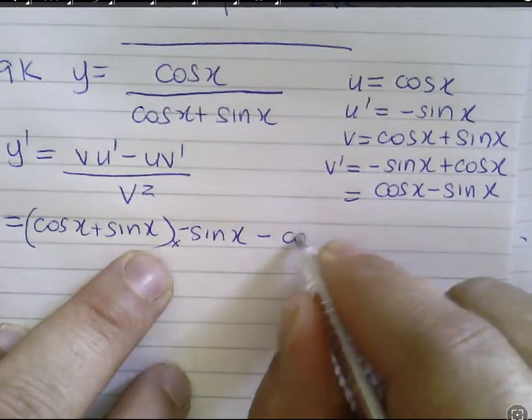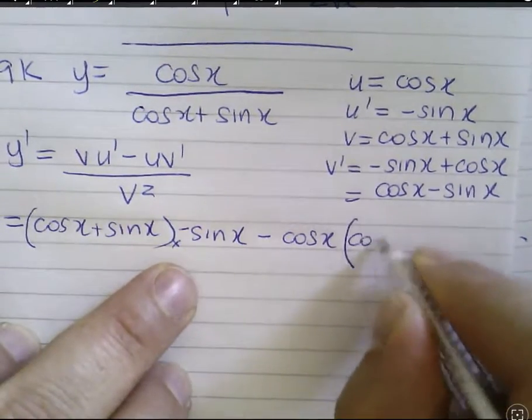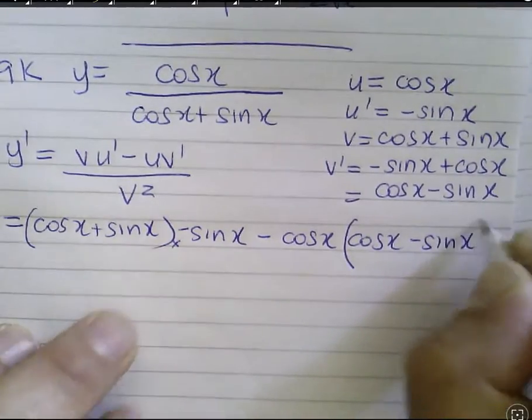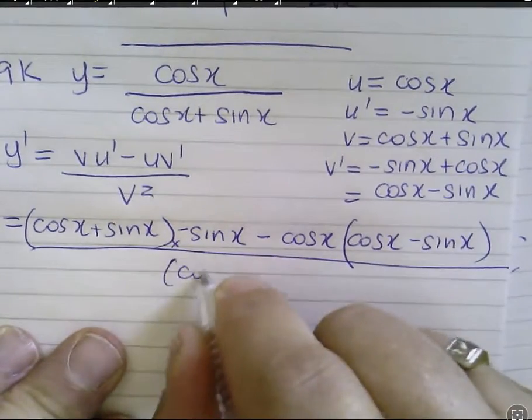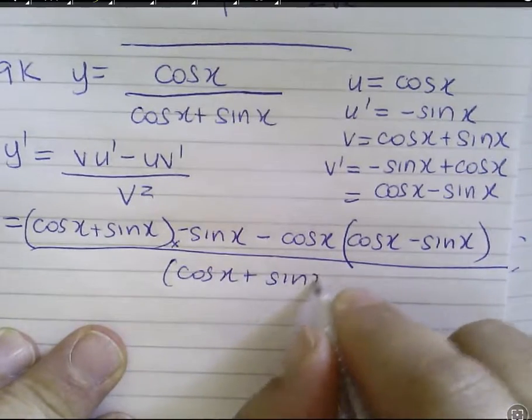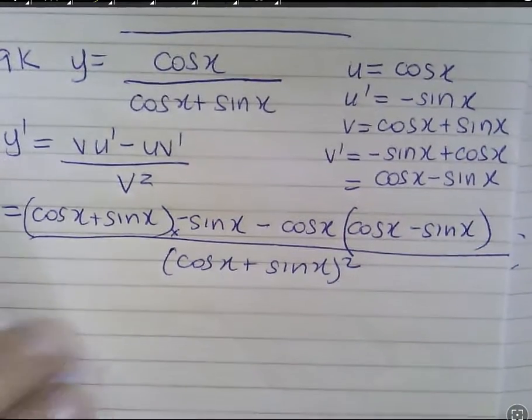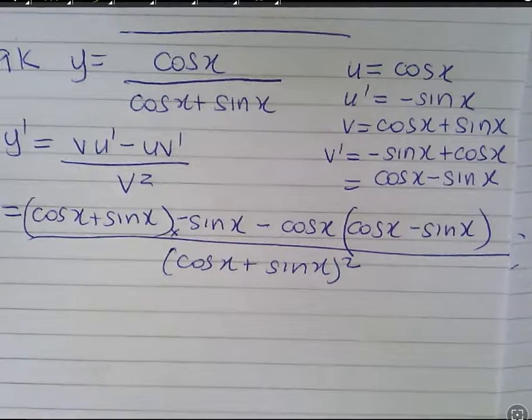So therefore the first derivative is V, which is cos x plus sine x, times U dash, which is negative sine x. Now that's a times. Minus U, which is cos x, and V dash is cos x minus sine x, over V squared, which is cos x plus sine x all squared. Please don't write it as cos squared x plus sine squared x on the denominator, because it isn't that. It's a plus b all squared.